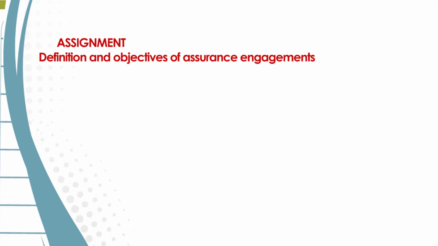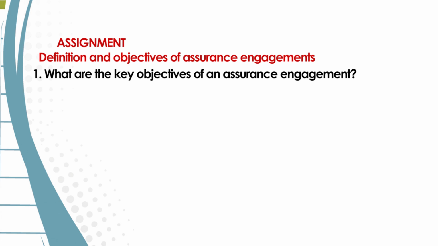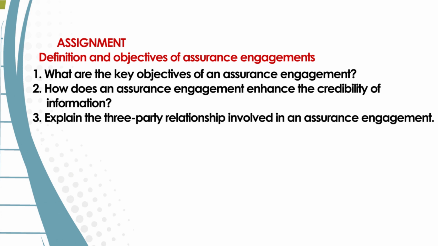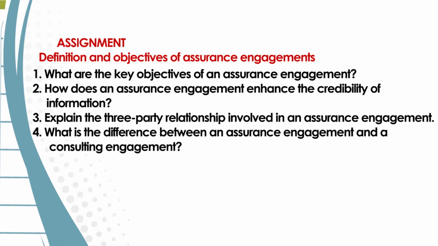Assignment. What are the key objectives of assurance engagement? Number 1. Number 2, how does an assurance engagement enhance the credibility of information? Explain the three-party relationship involved in an assurance engagement. Number 4, what's the difference between an assurance engagement and a consulting engagement.